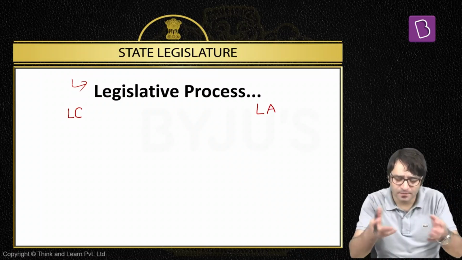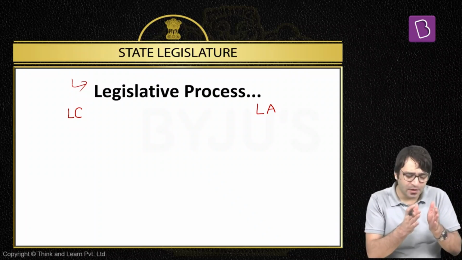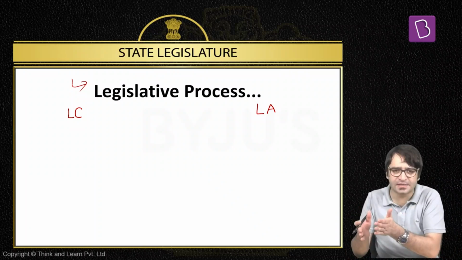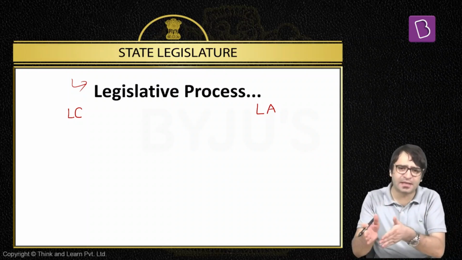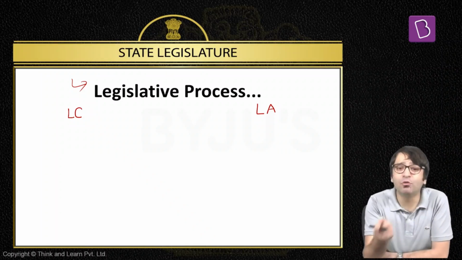A bill. A bill is a proposal. This bill needs to be passed. How can we pass this bill? Lok Sabha passes this bill, Rajya Sabha passes this bill, the President signs this bill, it becomes an act, the law of the land. In a bicameral legislature, this bill has to be passed by the legislative assembly, the legislative council, signed by the governor, then this bill becomes an act, the law of the land. Clear?